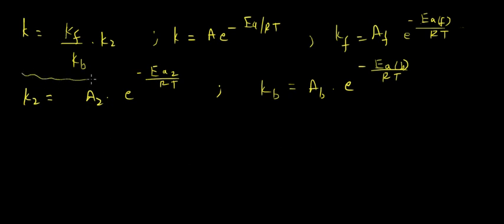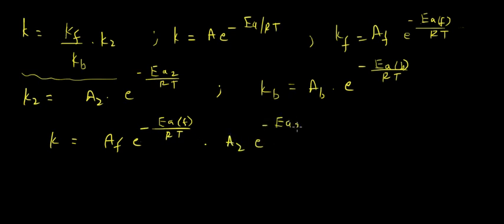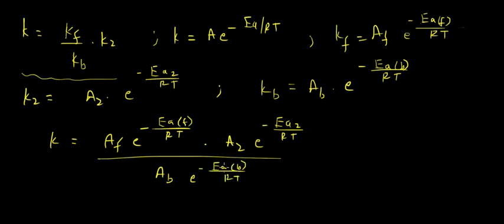and we already know that K is equals to Kf K2 upon Kb. So just putting the values of these rate constants into this term, what is Kf? Kf is nothing but Af e to the power minus EaF upon RT. K2 is A2 e to the power minus Ea2 upon RT, and Kb is Ab e to the power minus EaB upon RT.